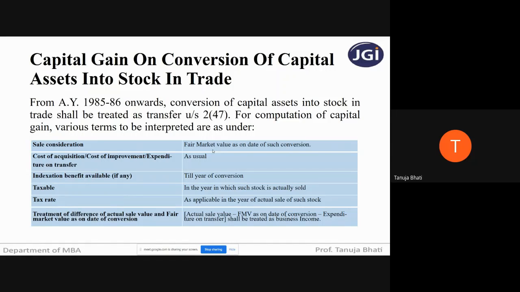Okay. Now you know that in case of capital gains, you have terms to compute, like sale consideration. What is the sale consideration you're going to consider? Fair market value as on the date of conversion. Cost of acquisition and improvement expenditure, as usual, you're supposed to take. Indexation you will get not up to the year of transfer, but up to the date of conversion. Taxable in the year in which it is actually sold.